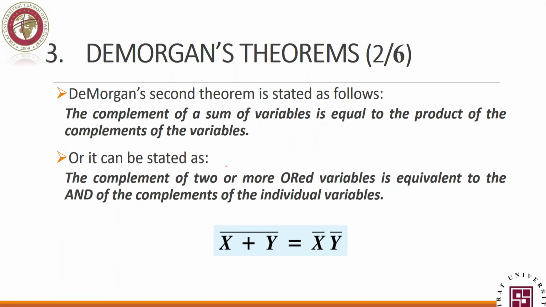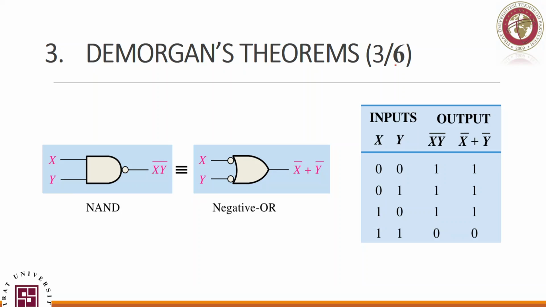All right. And the second theorem in this case is telling us the other way around. If we have ORed terms and these terms are complemented, what we are going to have is exactly the AND of their individual complemented variables. Let's just read its statement. The complement of a sum of variables, ORed variables, is equal to the product of the complements of the variables themselves. Or in another way, the complement of two or more ORed variables is equivalent to the AND of the complements of the individual variables. And that is how De Morgan's theorems can be stated, and they actually play a big part in our implementation of Boolean expressions.